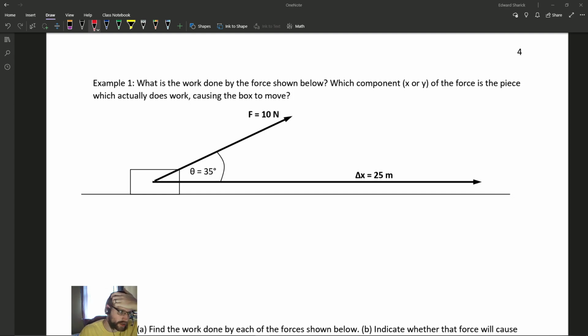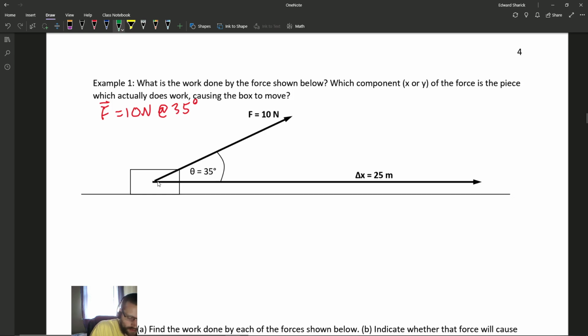The first example says, what is the work done by the force shown below? Which component, X or Y, of the force is the piece which actually does the work, causing the box to move? So we have a force vector here of 10 newtons, at an angle of 35 degrees. We could write this force vector as F equals 10 newtons at 35 degrees. As you recall, when we have a vector at an angle, we can break it into its components.